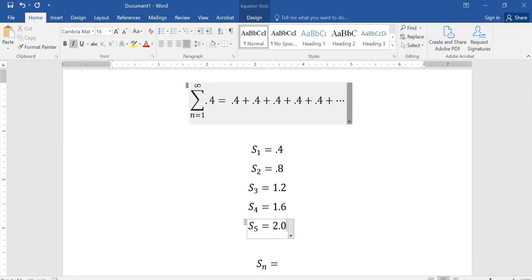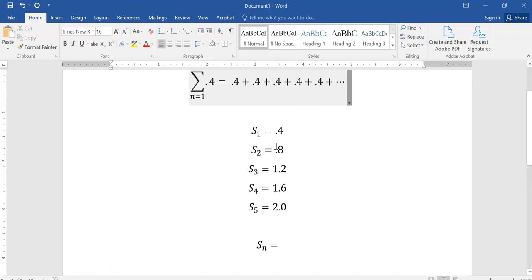2.0. S5 was 2.0, S6 would be 2.4. And now that I have the first few terms of the partial sum sequence, I can write out the function for it. It's going to be just 0.4 times n.